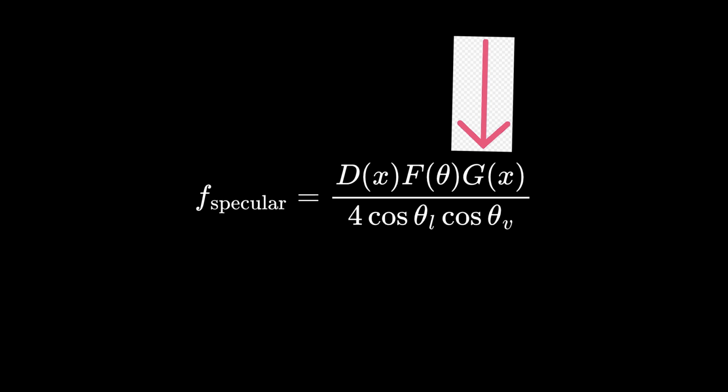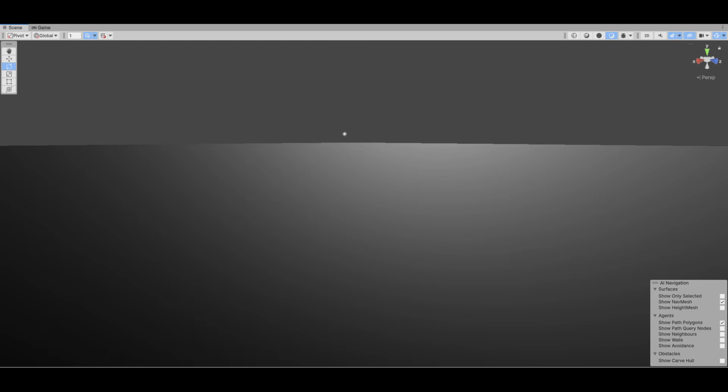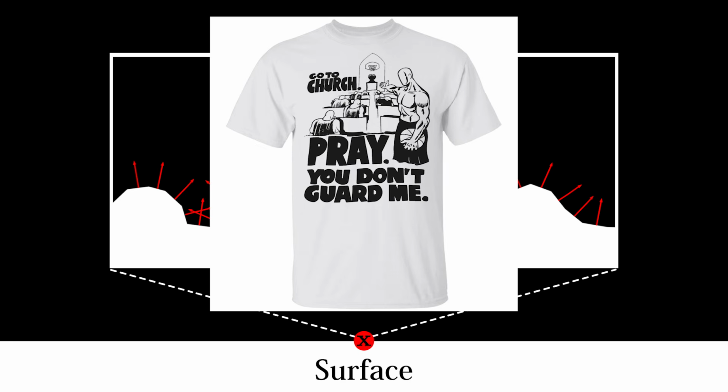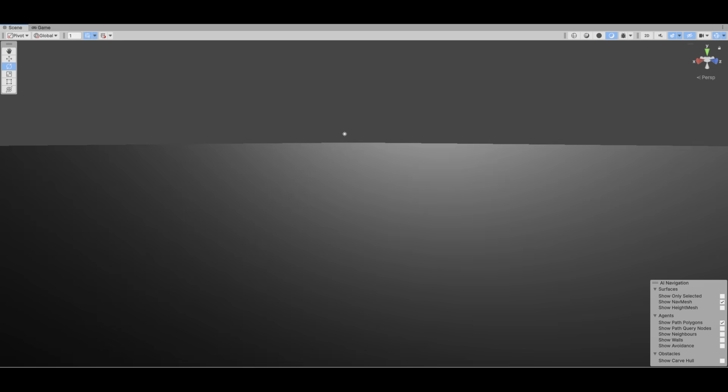Lastly, we have the geometric attenuation term, which counteracts the Fresnel by modeling how microfacets can block and shadow each other, preventing rougher surfaces from demonstrating high reflectance at grazing angles.